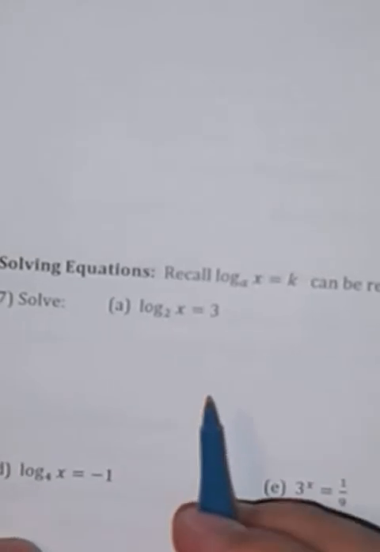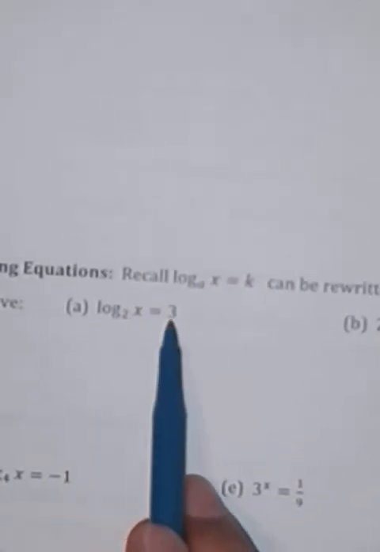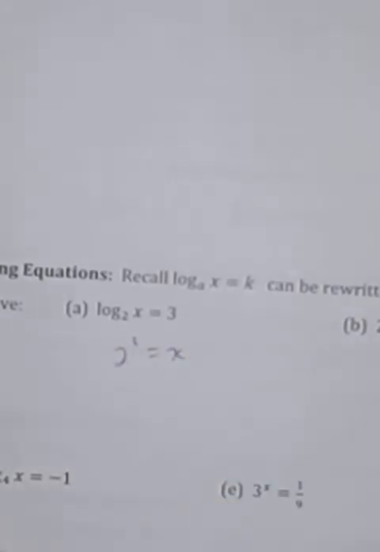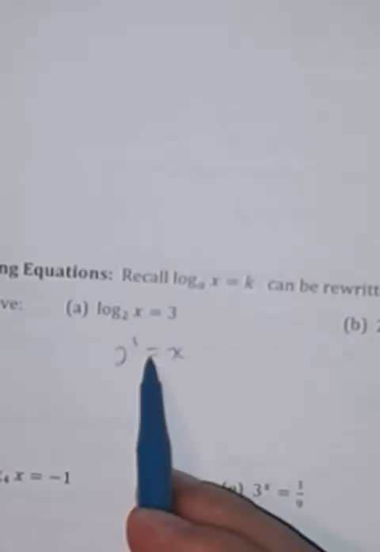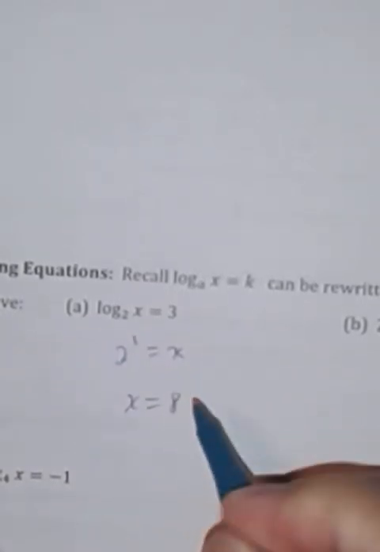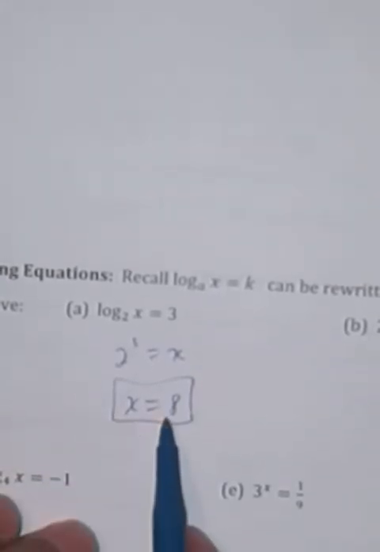So let's try the first one. Log base 2 of x equals 3. I can think of it as 2 to the third equals x. Notice x equals 8. Don't say 2 to the third, right? That means you're asking me to do the work, and what you want to do is simplify it yourself.